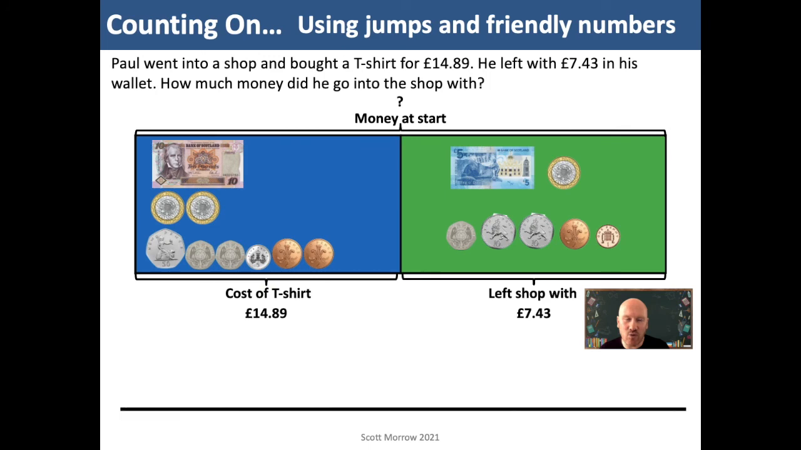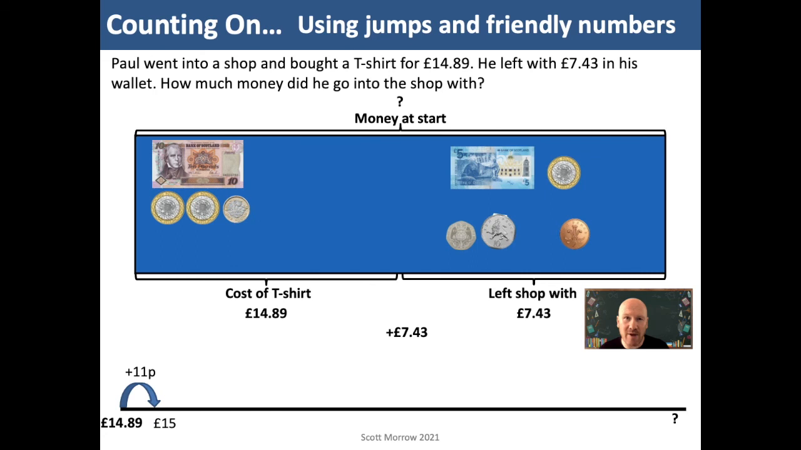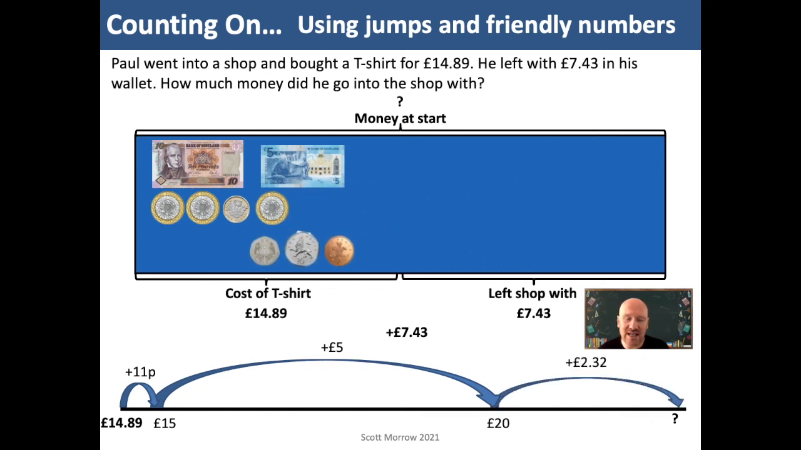I'm going to start with £14.89 and count on the £7.43. I can start by counting on 11 pence to get to £15. Now that I'm at a friendly number, I might want to add on £5 to get to £20, which is an even friendlier number. And then finally, I've got the remaining £2.32 to get to £22.32. So he went into the shop with £22.32.